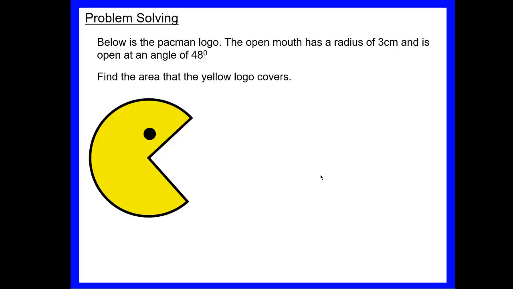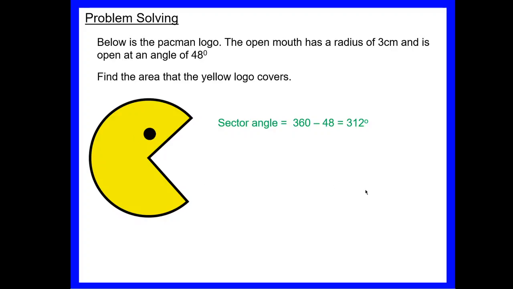Okay, so our first step then is to recognise that we're told the radius is 3, so that's from the centre to the edge of the mouth is 3, but that the open mouth is 48, so that's this bit in here, that's the white bit. Now again, we want the yellow bit. So our first step is to do our 360 minus 48, which is 312 degrees. Once we know that, now we can go ahead and work out the area of Pac-Man.